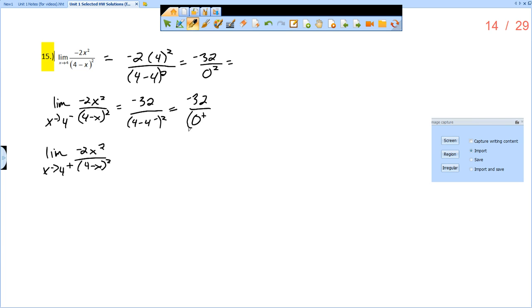But then remember, we're squaring it. If we square this, we get -32 over 0 from the positives, because if I square a positive, I get a positive. And so I have a negative non-zero number divided by a positive 0, so we're going to end up approaching negative infinity. And what does that mean? That means that on this graph, we have a vertical asymptote at 4, and from the left, we're approaching negative infinity.